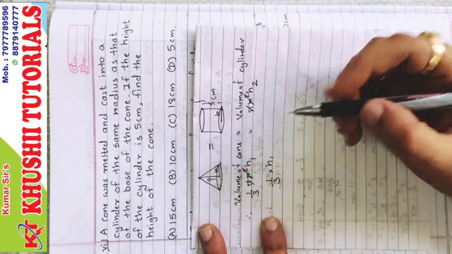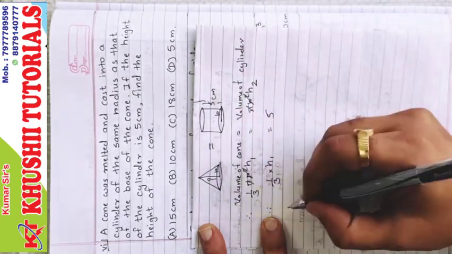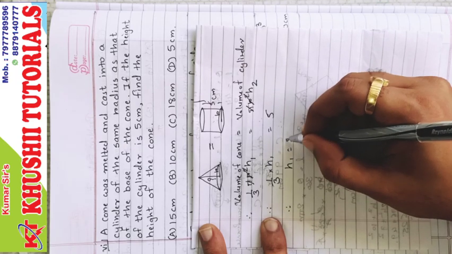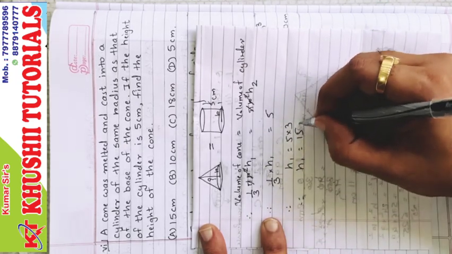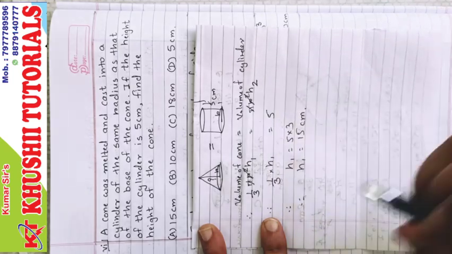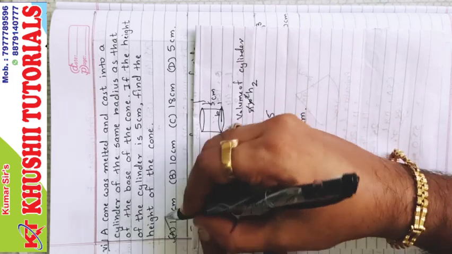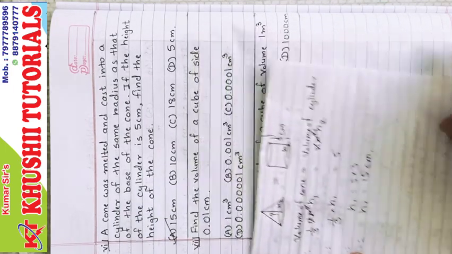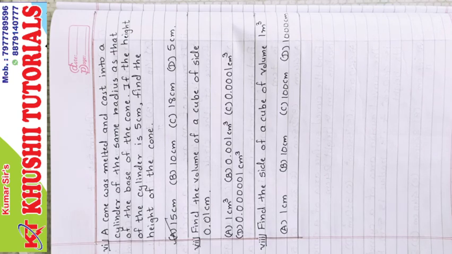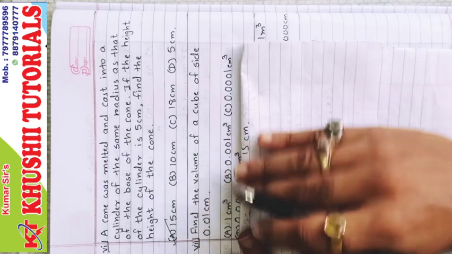Volume of cone h1, which we need to find, equals h2, which is given as 5. So h1 equals 5 into 3. Therefore h1 equals 15 centimeter. So the options are 15, 10, 18 and 5, and we know the answer is 15 centimeter. Hope you understood this. The next one: find the volume of the cube whose side is 0.01 centimeter.